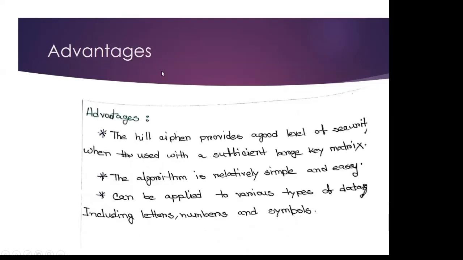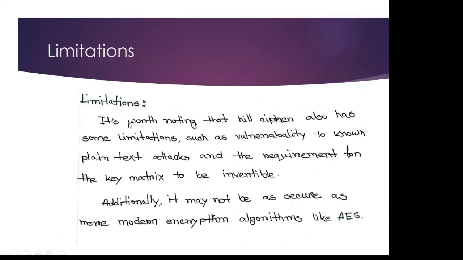Then the advantages. There are several advantages of the Hill cipher, and first of all, the Hill cipher provides a good level of security when used with a sufficiently large key matrix. The algorithm is relatively simple, and it can be applied to various types of data, including letters, numbers, and symbols. But it also has some limitations, such as vulnerability to known plaintext attacks and the requirement for the key matrix to be invertible. Additionally, it may not be as secure as more modern encryption algorithms like AES.